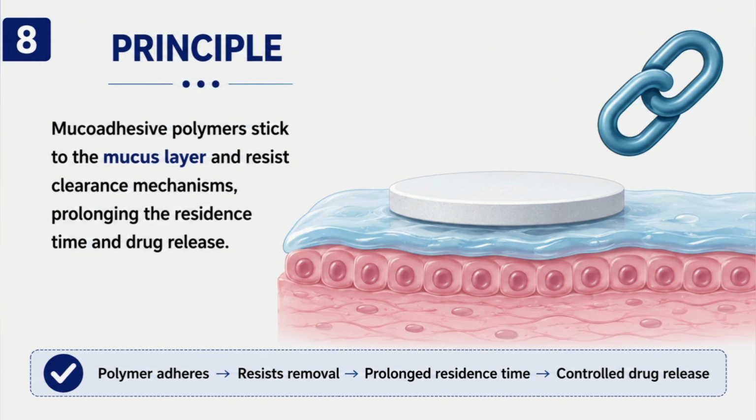Normally, biological clearance mechanisms may remove a formulation from a site. Saliva, mucus turnover and physiological movements can reduce the residence time here. Mucoadhesive polymers attempt to address these challenges. Think about a boat in flowing water. Without an anchor, the boat moves with the current. With an anchor, it can remain in the location for a longer time. So the mucoadhesive polymer acts conceptually like an anchor for the dosage form here.